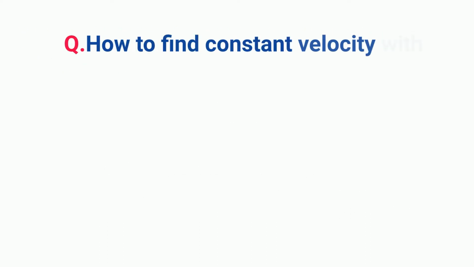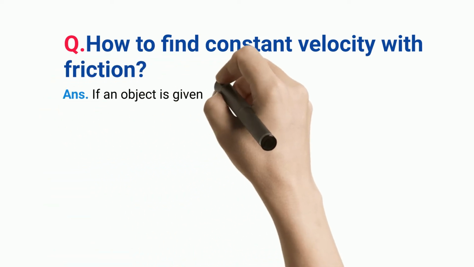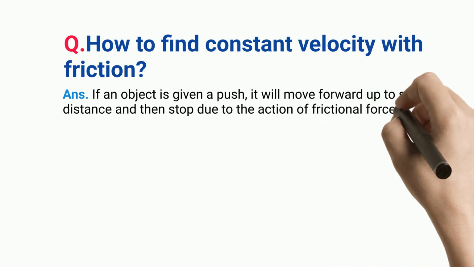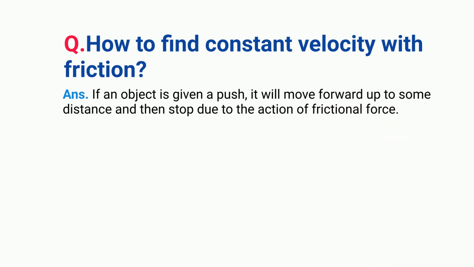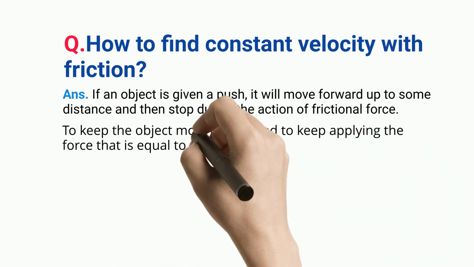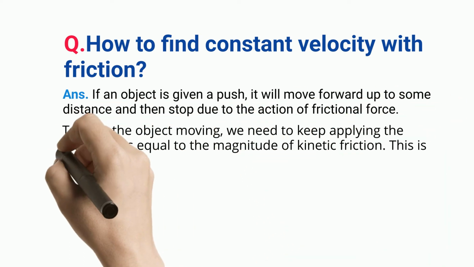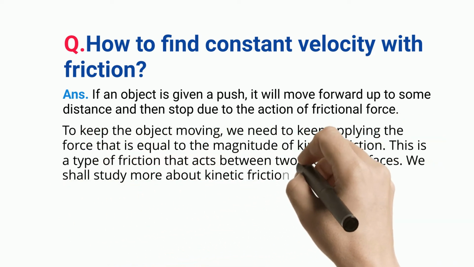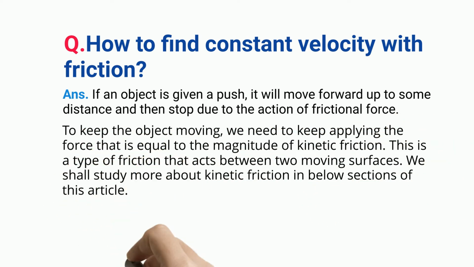How to find constant velocity with friction. If an object is given a push, it will move forward up to some distance and then stop due to the action of frictional force. To keep the object moving, we need to keep applying a force equal to the magnitude of kinetic friction. This is a type of friction that acts between two moving surfaces. We shall study more about kinetic friction in below sections of this article.